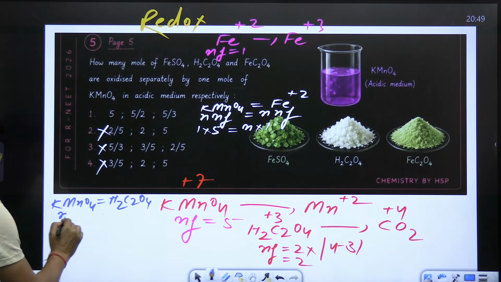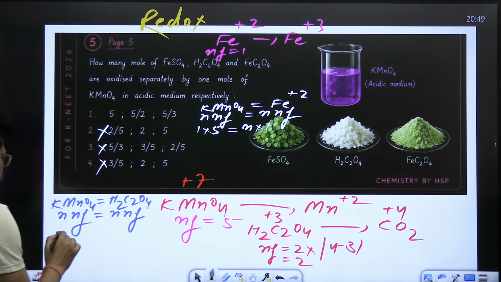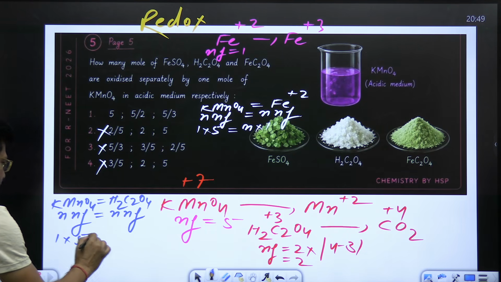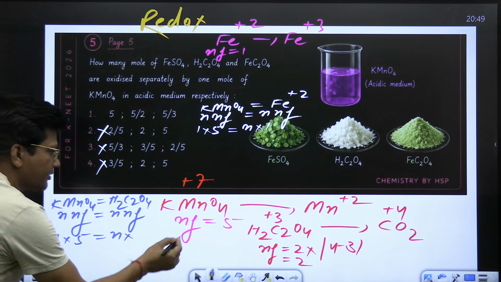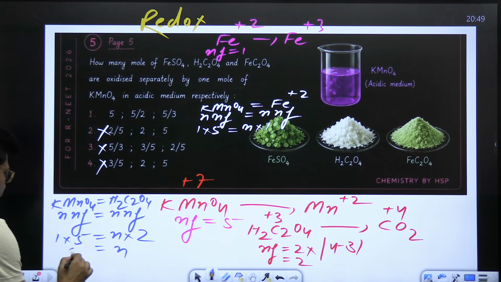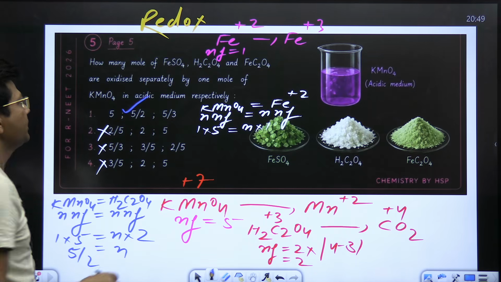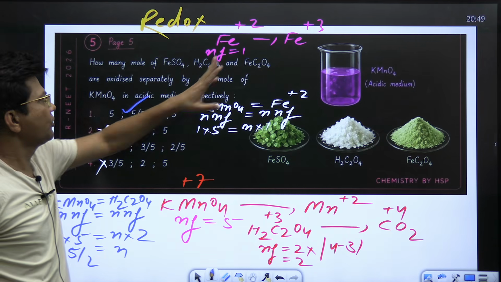H2C2O4. n into n factor, PP rule, n into n factor. Its moles 1, n factor is 5. Its moles I don't know, n factor is 2. So the value of n will be equal to 5 by 2. It's written over here. Now let me solve for ferrous oxalate also.